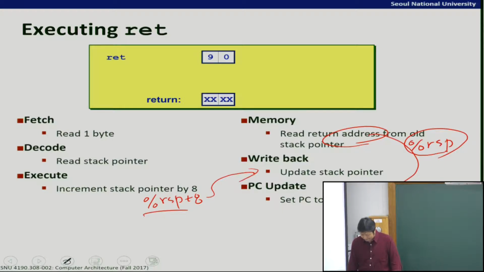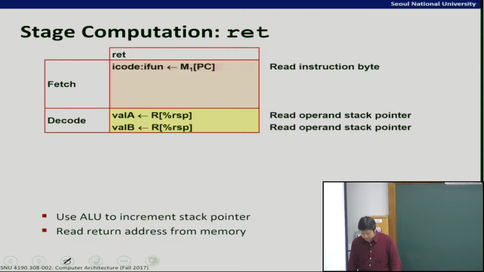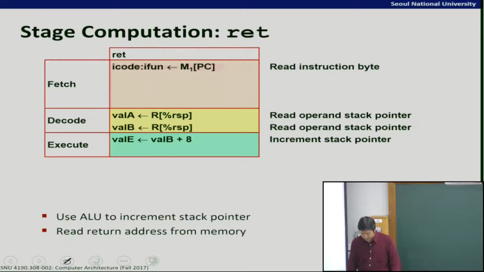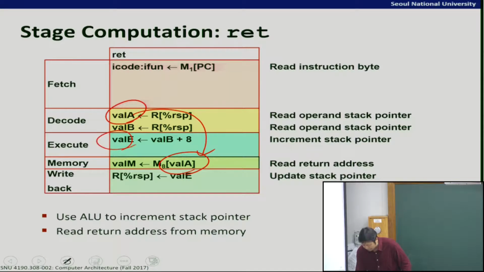Okay. So finally, the return. You first read 1 byte from fetch stage. In decode stage, you read the stack pointer, and increment the stack pointer by 8 in execute stage. But you read the return address from the old value of RSP, because RSP is here. This is the old value of the stack pointer before you increment it by 8. But you use val e in write back stage because you need this value to update the value of RSP.